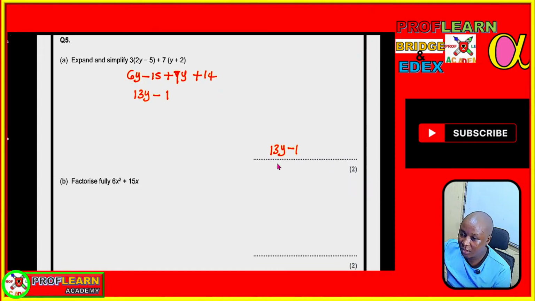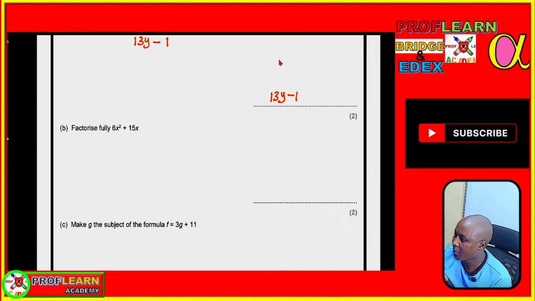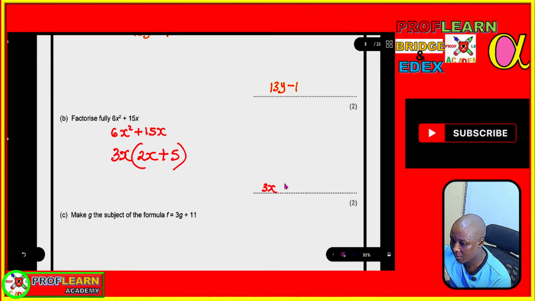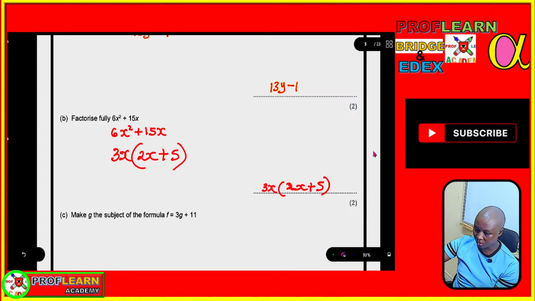The next question that you need to also prepare on how to answer is a question to do with factorization. So we are going to factorize. We are having 6x squared plus 15x. What's going to be the answer for this? Just write in the comment section what's the answer here. What are we going to factor out? We shall factor out 3 and x, so we shall remain with 2x, then plus 5 in this case. So our answer will be 3x into 2x plus 5. That's what our answer is going to be.